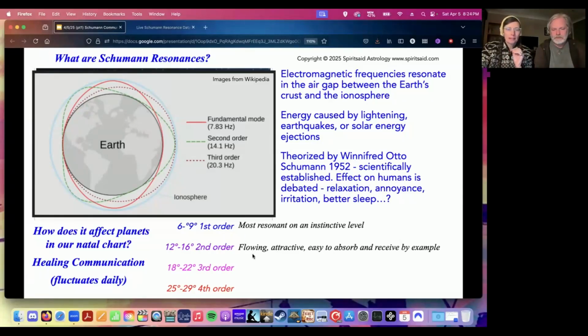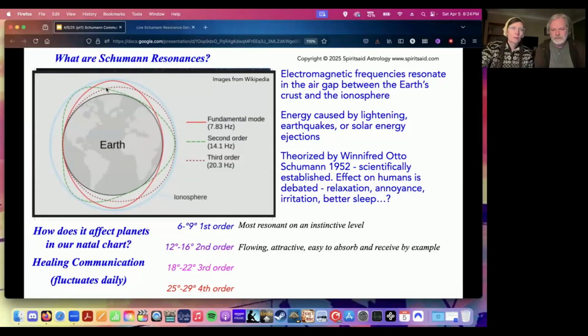Now, the second level, so planets from 12 to 16, if you communicate based on these planets, you end up with messages that sort of naturally flow. They're attractive to people. They're easy to absorb. People learn from your example. They sort of watch you do things and pick up things.